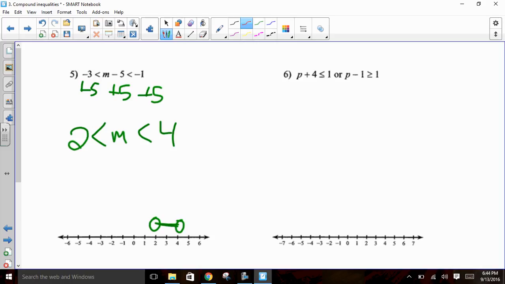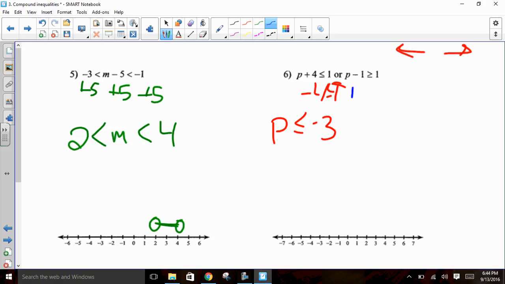Number 6, I see the word or, so I already know I'm going to be facing 2 opposite ways. We're going to have one going this way, one going this way. So let's take a look at that first part. I have p plus 4 is less than or equal to 1. So I'm going to subtract 4 from both sides. So I get p is less than or equal to negative 3. I did not multiply or divide by negative, so my sign stays the same.